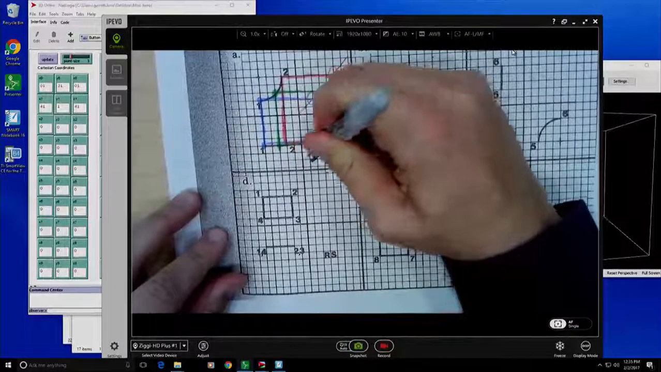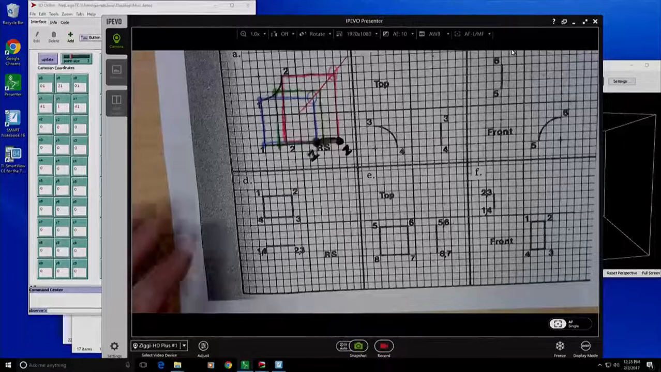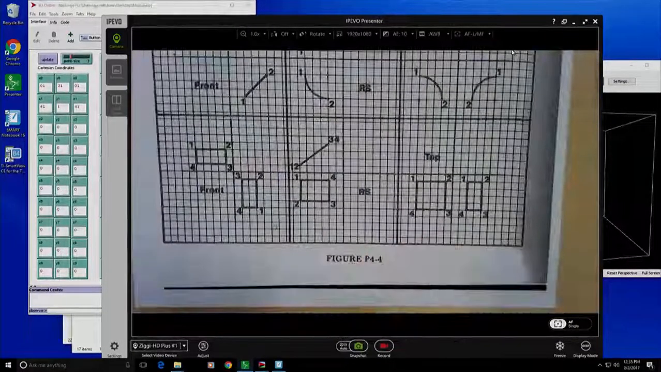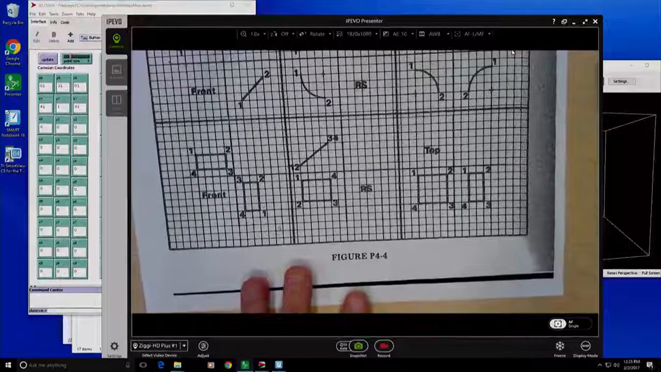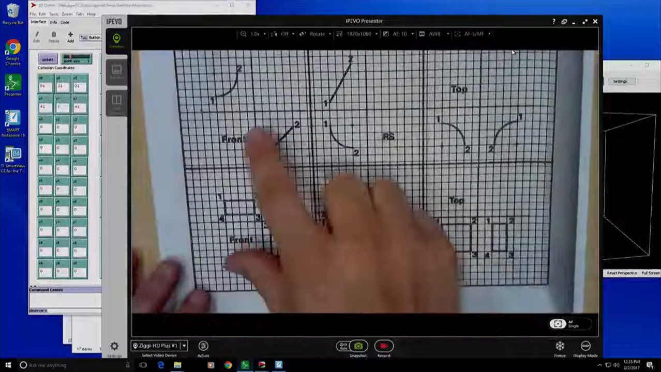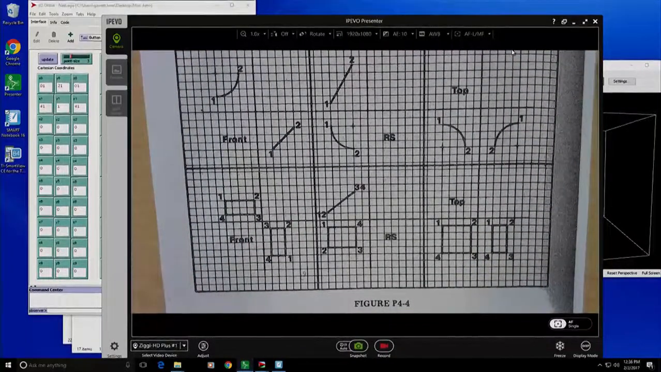So there is what our curve looks like from the side. Let's see if we can repeat that process. I'll go to another page here, page 4-4. Okay, we'll repeat that process for another curve. This one's a little bit easier. We don't have to use the miter line because we're making a front projection. But let's see how we do that.